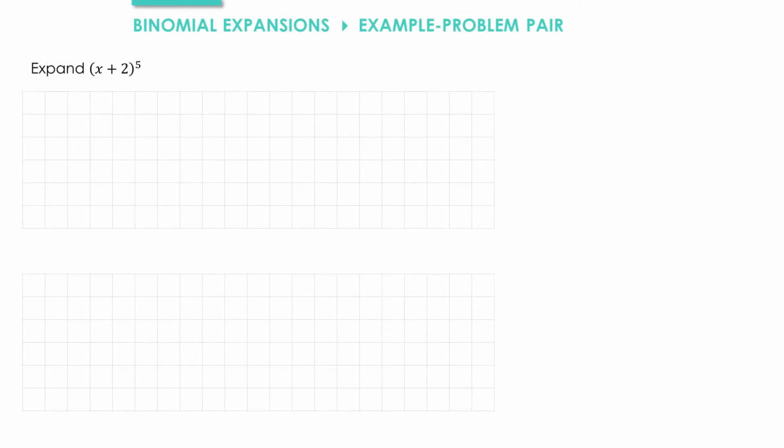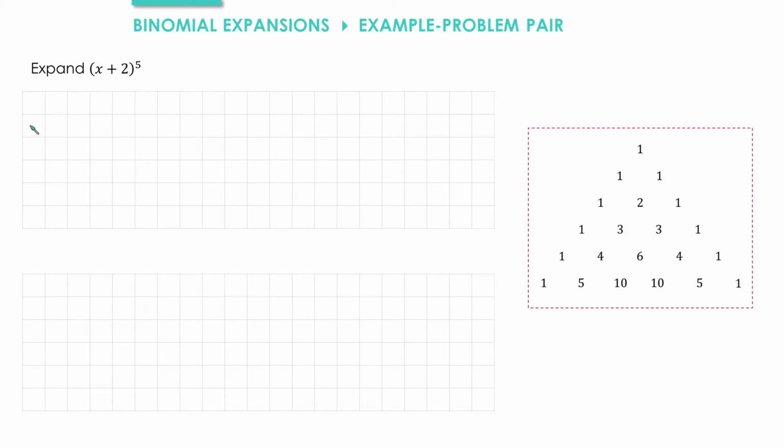Okay, in this example, we're going to be expanding (x + 2) all to the power 5. As the power is relatively small, we can still use Pascal's triangle. So let's get started.